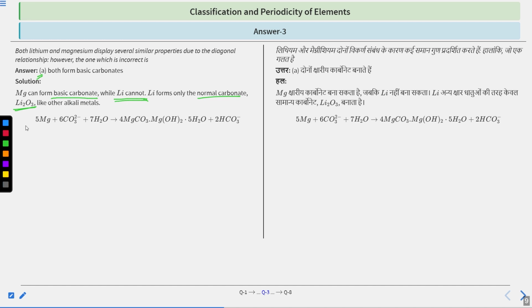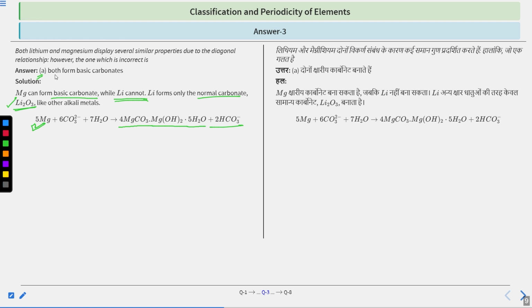So this will be the reaction: 5 Mg plus 6 CO3 2 minus plus 7 H2O giving us 4 MgCO3·Mg(OH)2·5H2O plus 2 HCO3. So this will be the reaction for the formation of the basic carbonate of magnesium, while lithium forms the simple carbonate like Li2CO3.